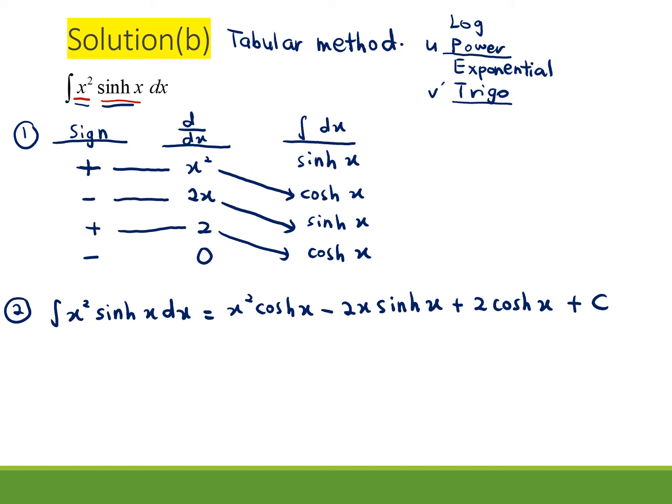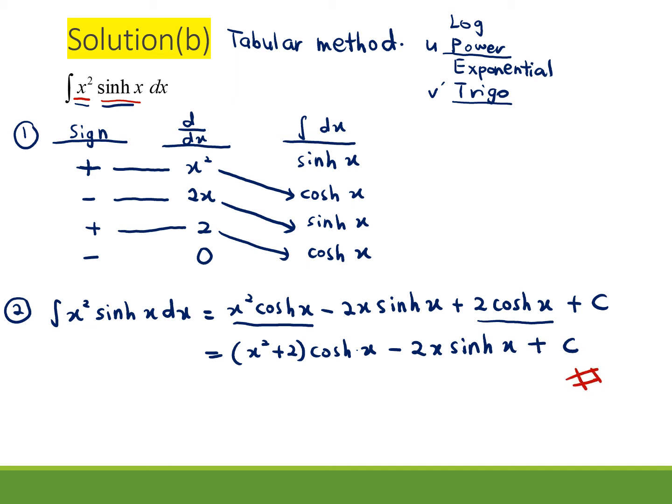So now we can simplify this by factorizing the same factor. So we get x squared plus 2 cos hyperbolic of x minus 2x sine hyperbolic of x plus c. So this is the final answer of the integration of x squared sine hyperbolic x dx.